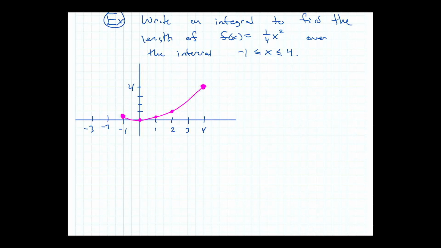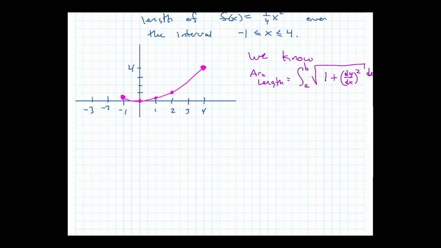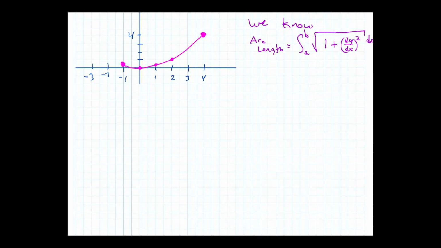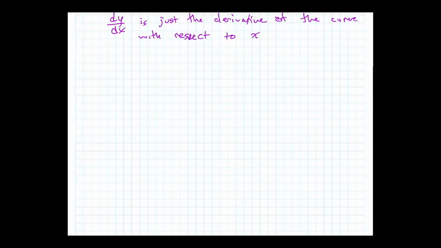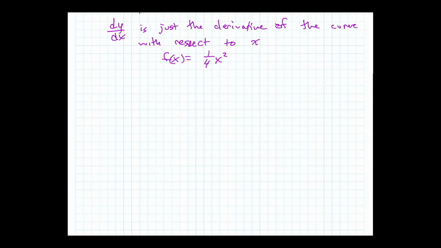So we know the length is the arc length formula. Arc length equals the integral from a to b of the square root of 1 plus dy dx squared, dx. That's an x. So that is what we want to do. What do we have to do? We have to figure out the dy dx. Basically, that's the only thing that's hard. dy dx is just the derivative of the function for the curve with respect to x. So if you have f of x equals 1/4 x squared, which is what I have, that's the same as saying the curve is y equals 1/4 x squared.